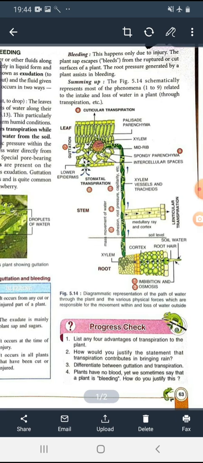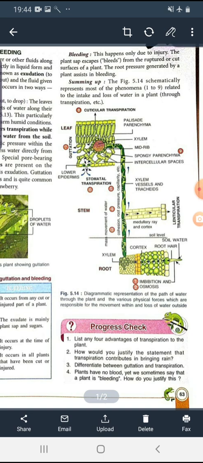It is a diagrammatic representation of the path of water through the plant, showing the whole process, or the various physical forces which are responsible for the movement within the plant tissue, and which help in transpiration. Numbers 1 and 2, from the lower side, show the absorption of water through imbibition and osmosis.